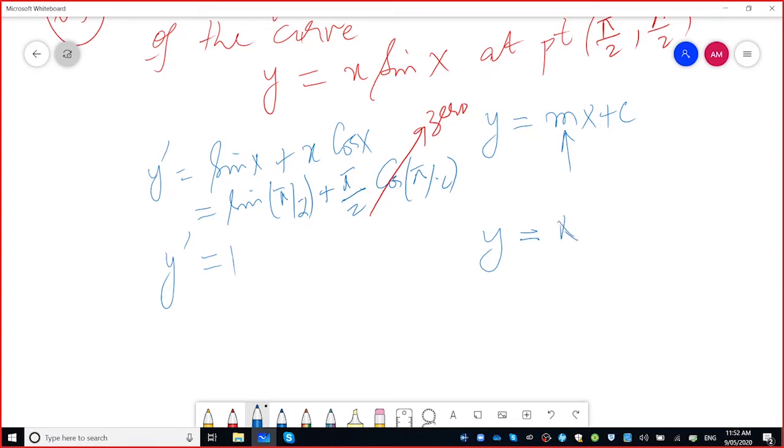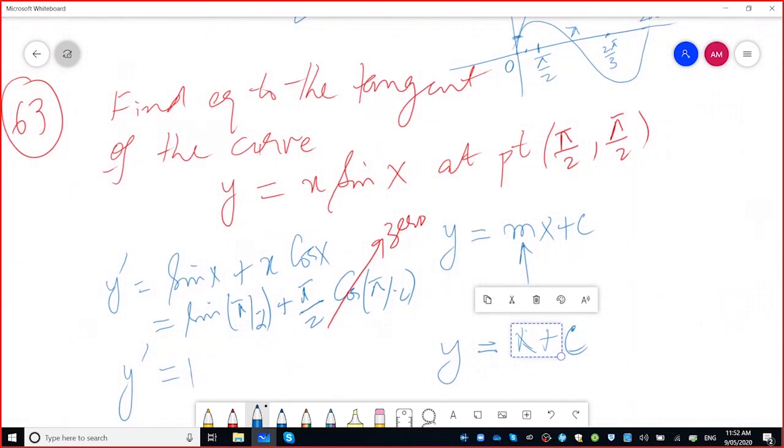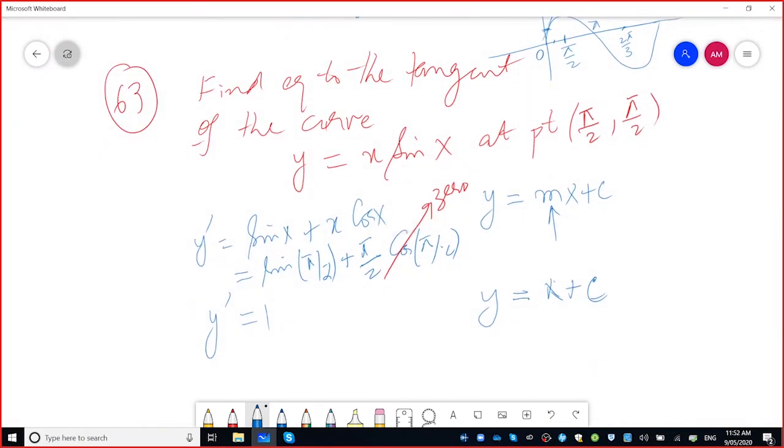Y is equal to x plus c. Now we have to find the value of c. So how do we find the value of c? To find c, you substitute the point back into y equals x plus c. Which point? Pi over 2 and pi over 2.